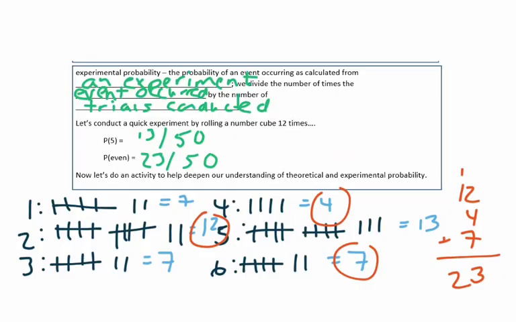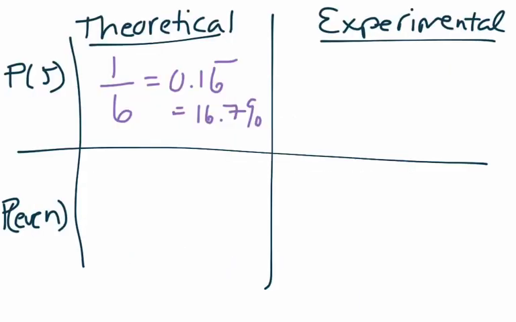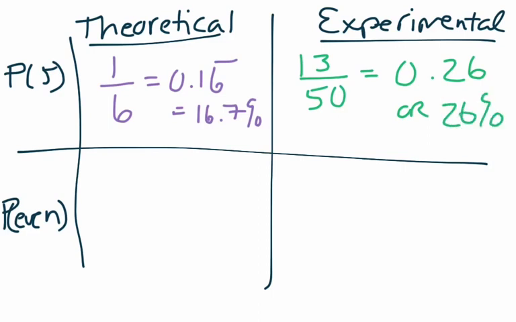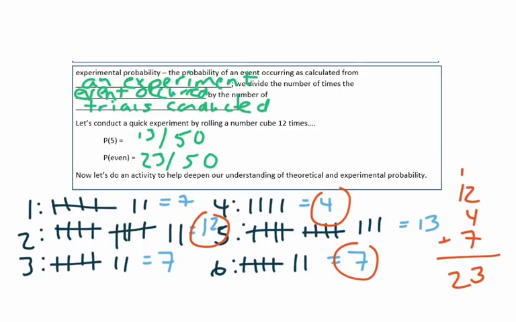Experimentally, my probability was 13 out of 50. I'm going to take my calculator and divide that out, and that ends up being 0.26 or 26%. To convert from a decimal to a percent, you just move the decimal point 2 places over. In this case, my experimental was substantially higher than my theoretical, because for whatever reason, I rolled a ton of fives. If you watched me roll it out, there were times where I rolled 3 fives in a row. Not likely that it'll happen, but it's certainly possible.